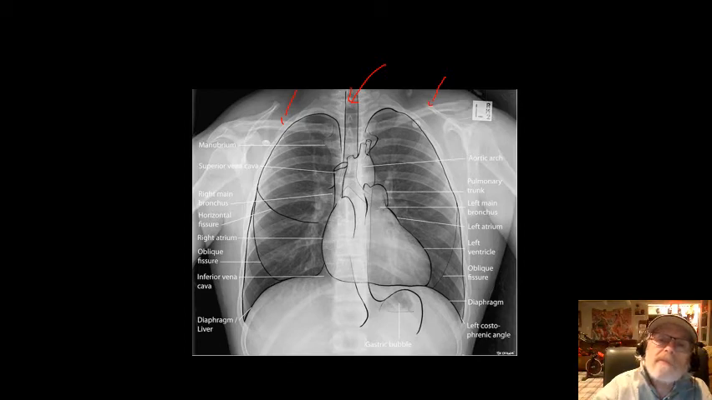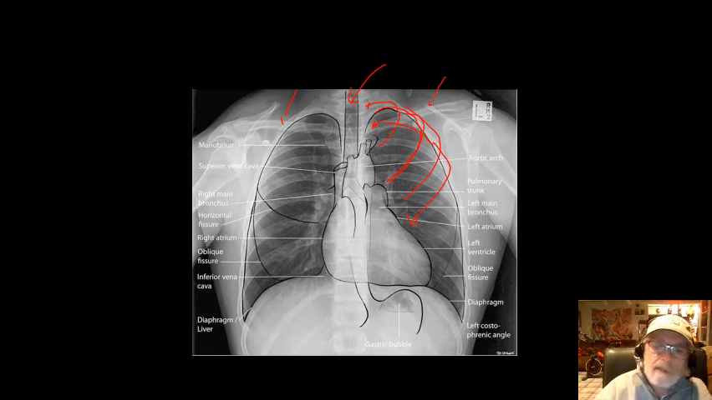Now, the problem is the posterior ribs. You'll see back here, and the ribs will actually look like they loop around this way, okay? So you'll see them looping and looping and looping. So this would be the anterior rib, and where you see it actually coming up in here, that'd be the posterior portion of the rib in the back, okay? So we see the ribs. This is a full inspiration type of an X-ray.